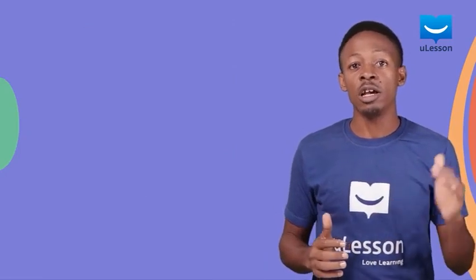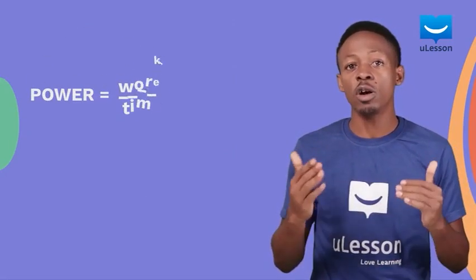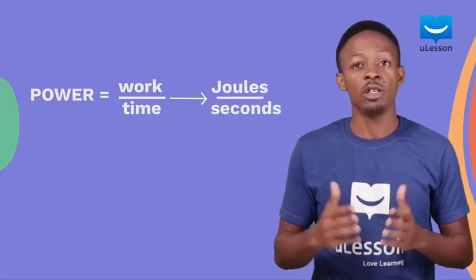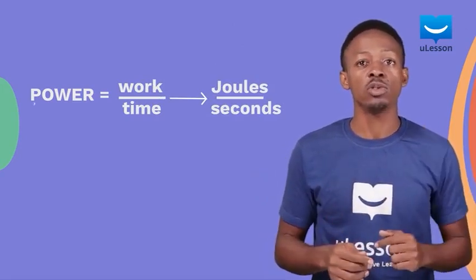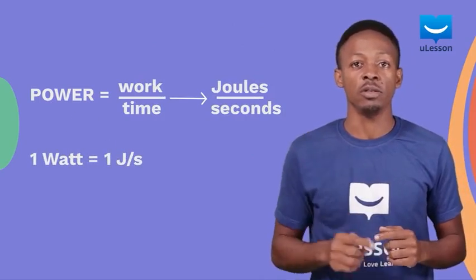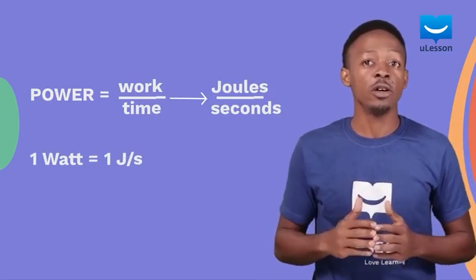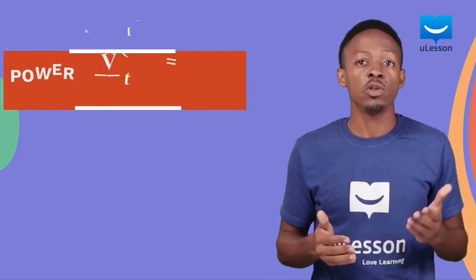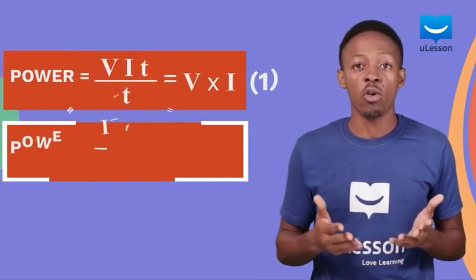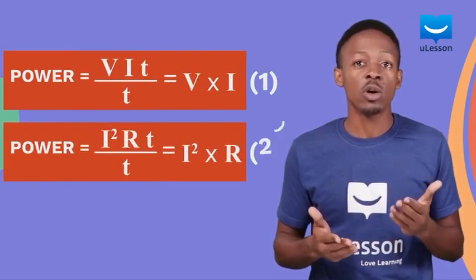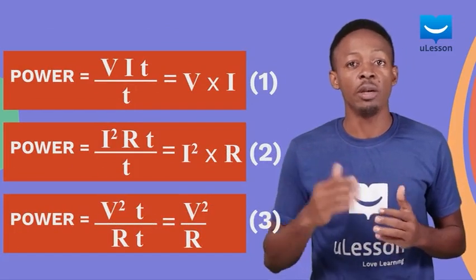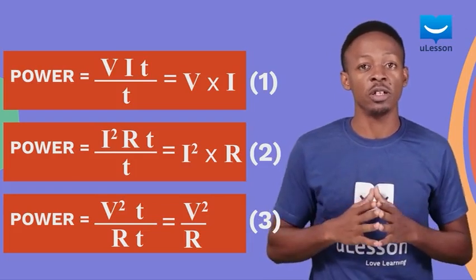Power, we have learned earlier in a previous quest, is the rate of work done, or work done per unit time. The SI unit of power is watts, where 1 watt is equal to 1 joule of work done per second. So to find power easily, we divide all three equations for work by time t, which leads us to power is equal to V times I, or power is equal to I squared times R, or power is equal to V squared divided by R, as you can see on your screen.